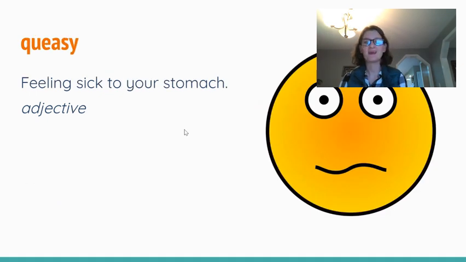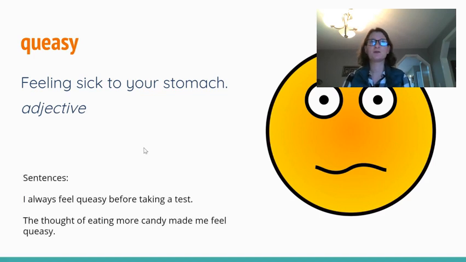Okay. Our final word is queasy, and that means feeling sick to your stomach. And that's another describing word. It's an adjective. So you're describing something. So we might say, if we're using it, I always feel queasy before taking a test. Or after Halloween especially, the thought of eating more candy made me feel queasy. Okay, so those are our 5 words. We have distribute, assortment, sequence, circular, and queasy.